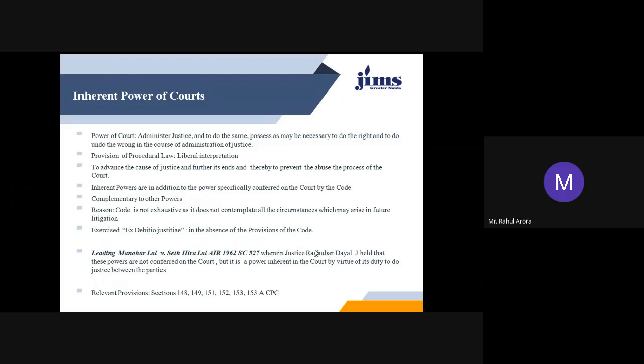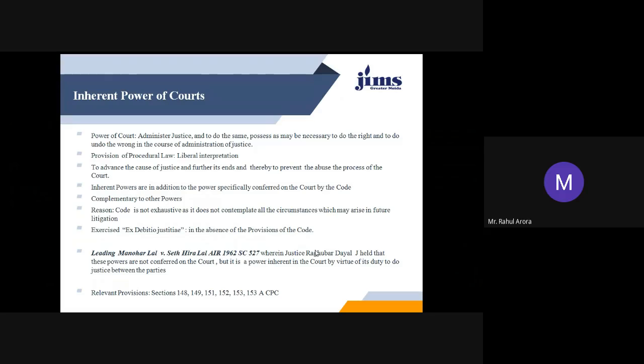Similarly, under the Code of Civil Procedure, the procedure and the powers have been dealt with or conferred upon the courts, that is the civil courts. As you all are aware, the Code of Civil Procedure is a procedural law. Therefore, it has to be made a handmaid of justice.